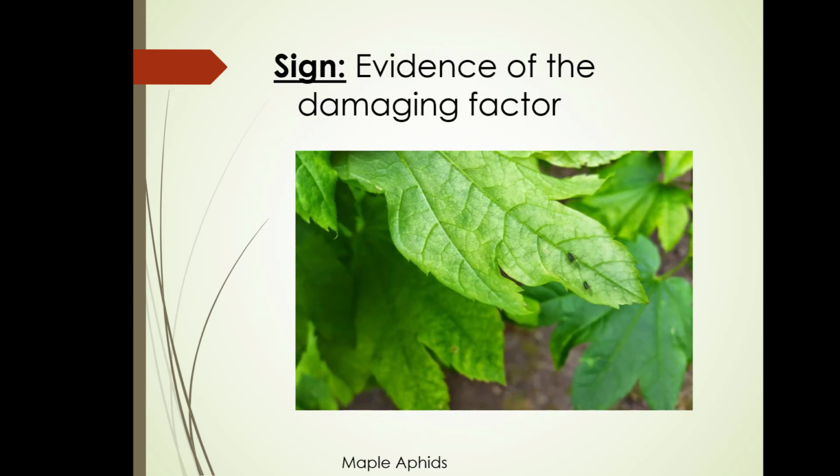So a sign is evidence of a damaging factor, and here we have maple aphids, and they are actually the sign. Another sign would be honeydew, which is a sticky substance that is exuded from the aphids when they suck the plant sap.